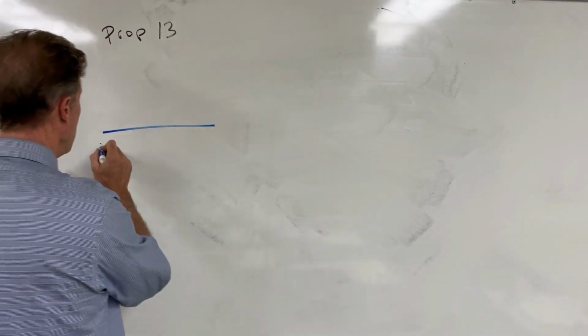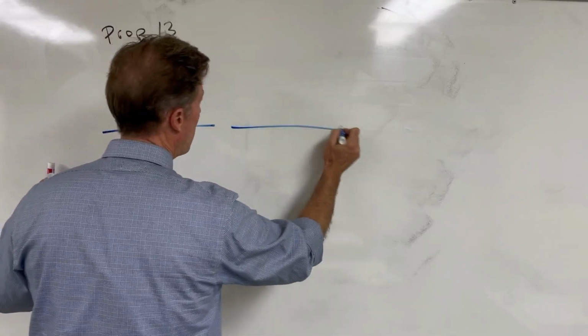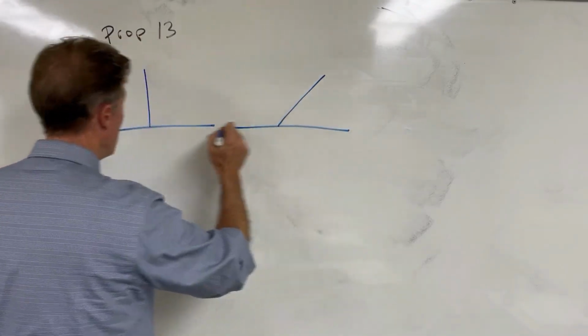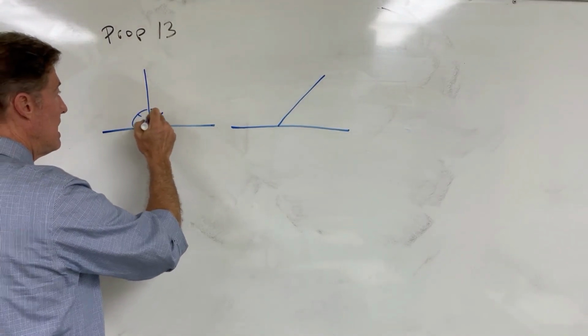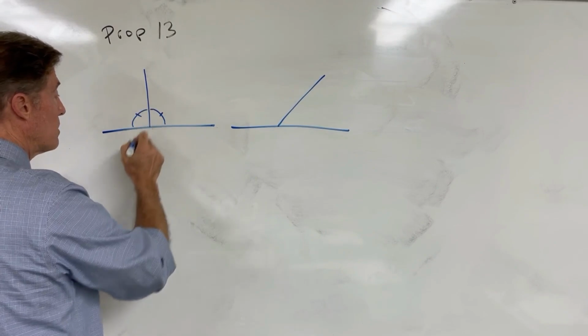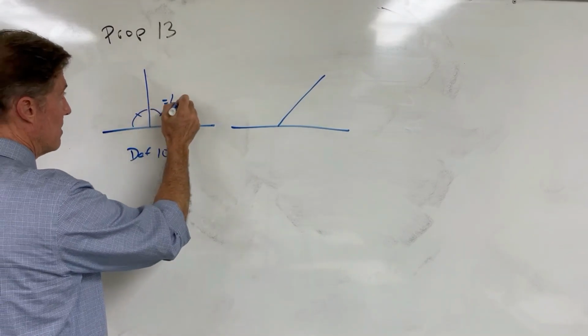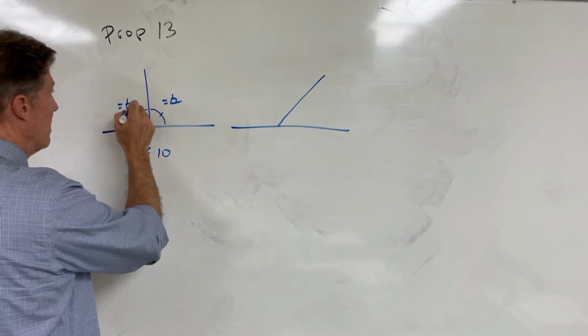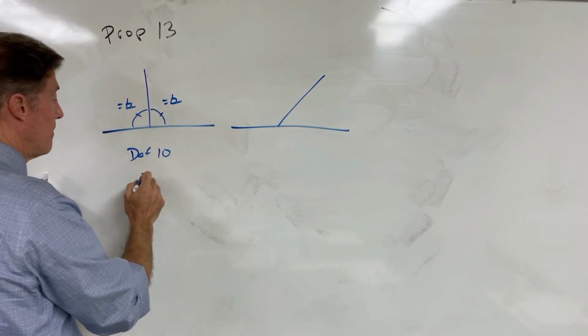When you have a line and you have another line set up on that line, it will set up in one of two ways. It will either set up where these angles are instantly equal to each other, in which case we know from definition 10 that they are right angles. So you have a right angle here and you have a right angle here. So obviously this is equal to two right angles.